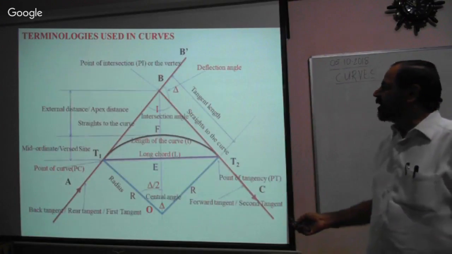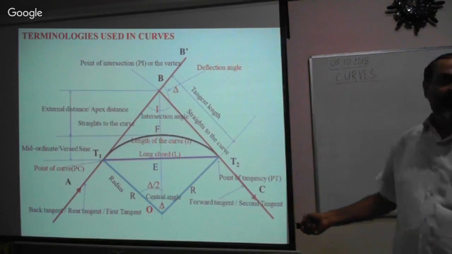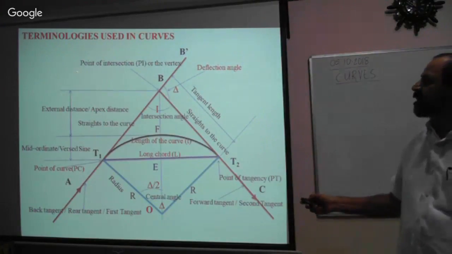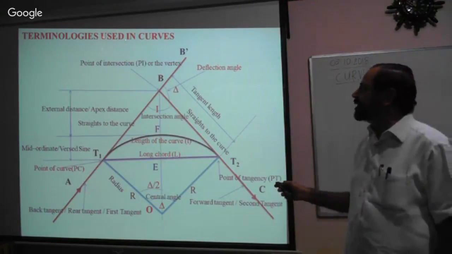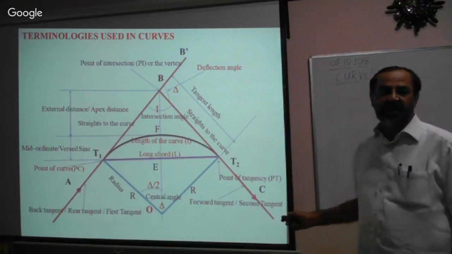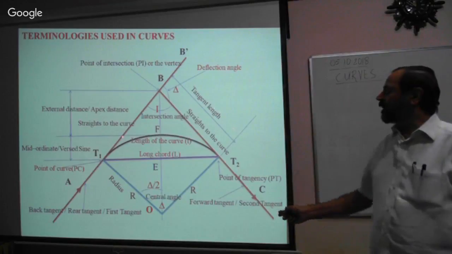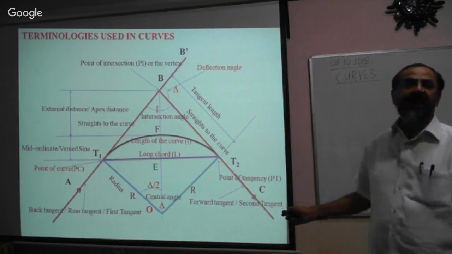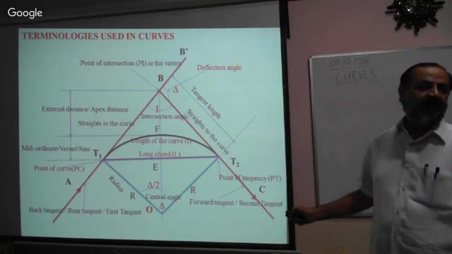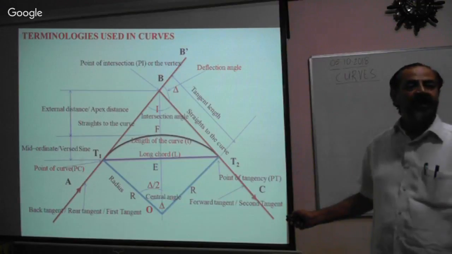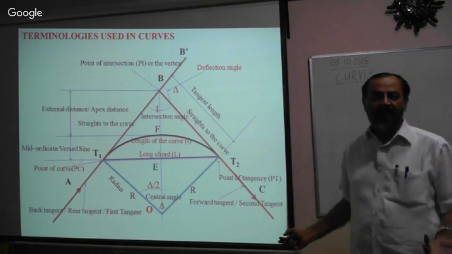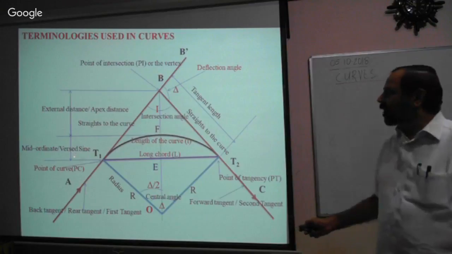And similarly, now we have all the abbreviations of terms used, the terminologies used in curves, mentioned here, diagrammatically shown here. If you go through this, definitely one can understand the terms of each element, isn't it? Each element of the curve we are dealing with in the construction of roads and railways.